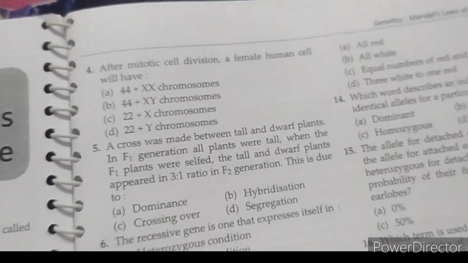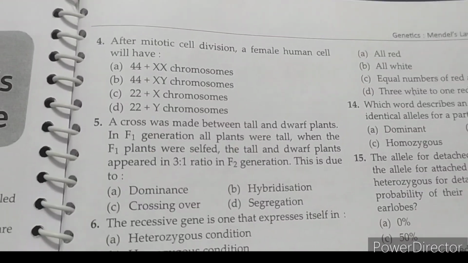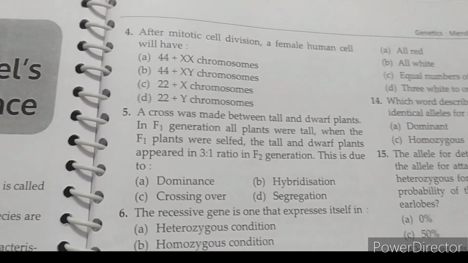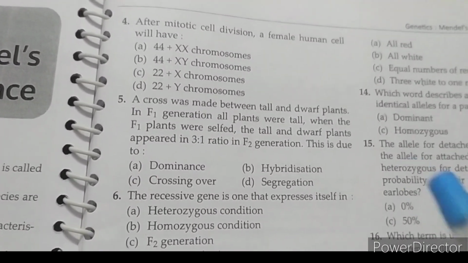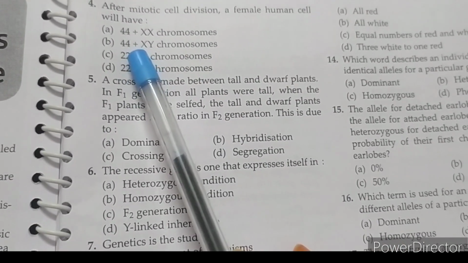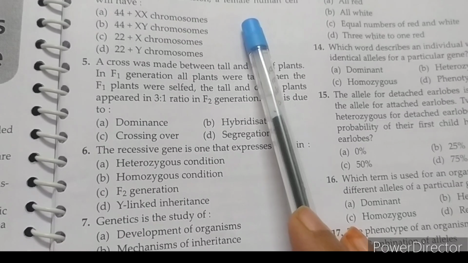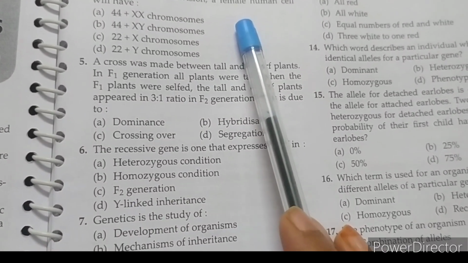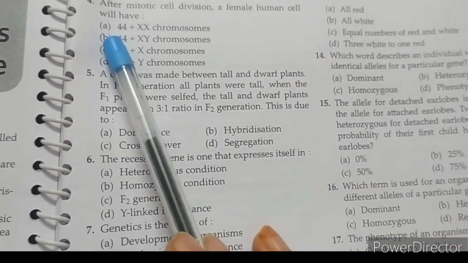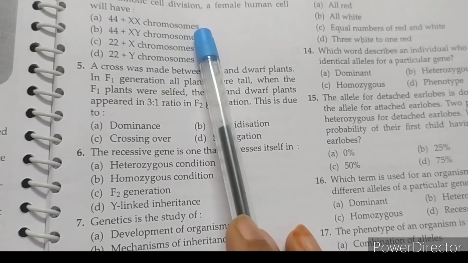Next question is, after mitotic cell division, a female human cell will have what total number of chromosomes? The human cell has 23 pairs, that is 46. If it is a female human cell, 22 pairs, that is 44, are autosomes. Because it is a female human cell, obviously the other pair will be X chromosomes. So the answer is 44 plus XX.